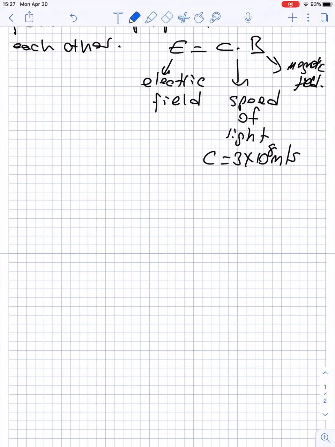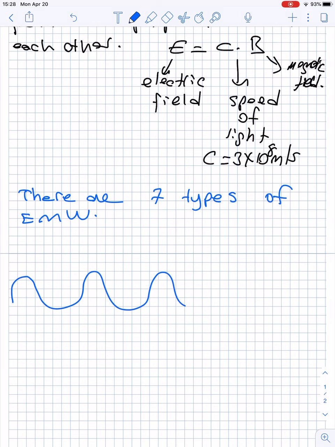And there are 7 types of electromagnetic waves. If we categorize them by their frequency, their list is called electromagnetic spectrum. And if I draw, look at, this is wavelength of electromagnetic waves.